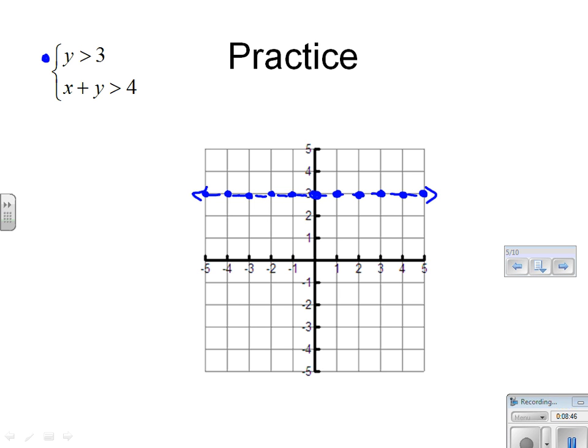Or I could test 0, 0. If I plug in 0 for y, it says 0 is greater than 3. That's not true. So 0, 0 is not one of the solutions, so I would shade the opposite side. I'm going to do the other one in green.